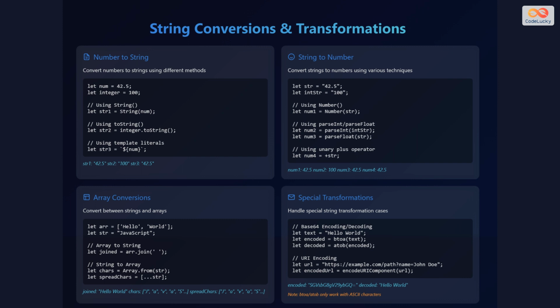This will result in encoded being the base64 encoded version of Hello World, which is SGVsbG8gV29ybGQ=, and the decoded variable will contain the string Hello World. Please note that btoa and atob only work with ASCII characters.